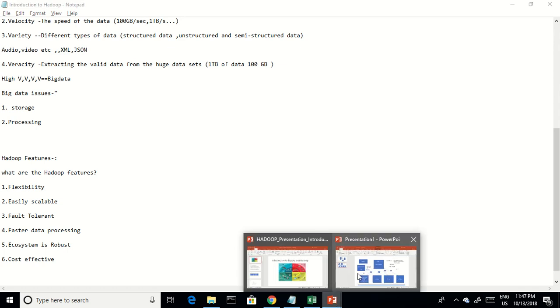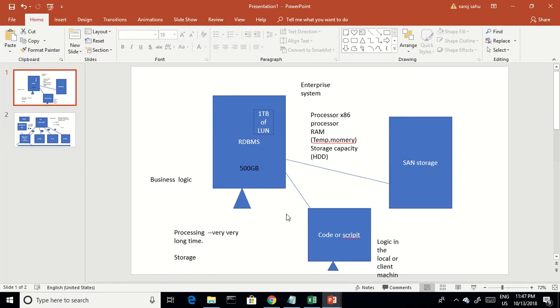In our traditional system, it is very difficult to scale. Suppose I have 100 users right now, and they are processing and storing the data in this RDBMS. It is running very smoothly. But when the users increase from 100 to 200 or 500, and I store and process the data, this machine will come under strain. It will give performance issues.